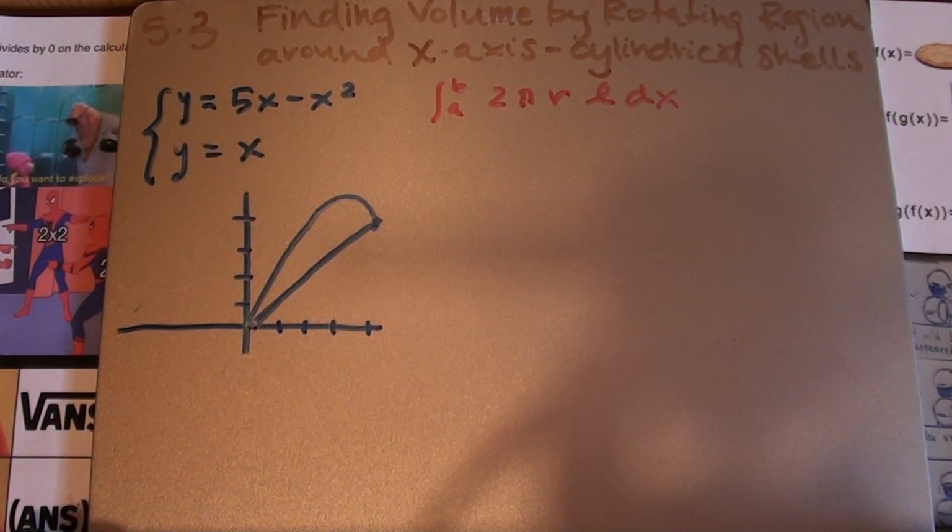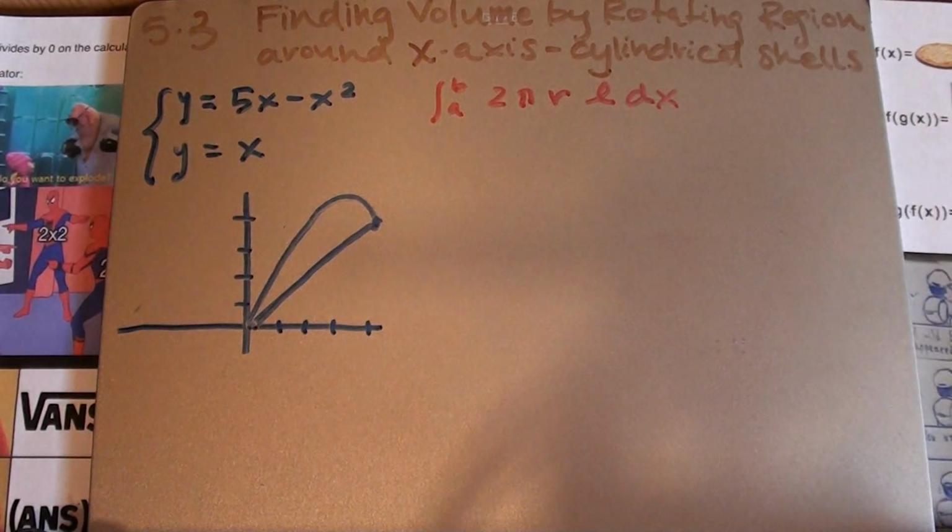Hello again, friends. In this video, we're going to be trying to find the volume of a shape that's created when we rotate a region that's between either two curves or between a curve and an axis. We rotate that region around the x-axis, and we're going to be trying to find the volume of that shape using cylindrical shells.